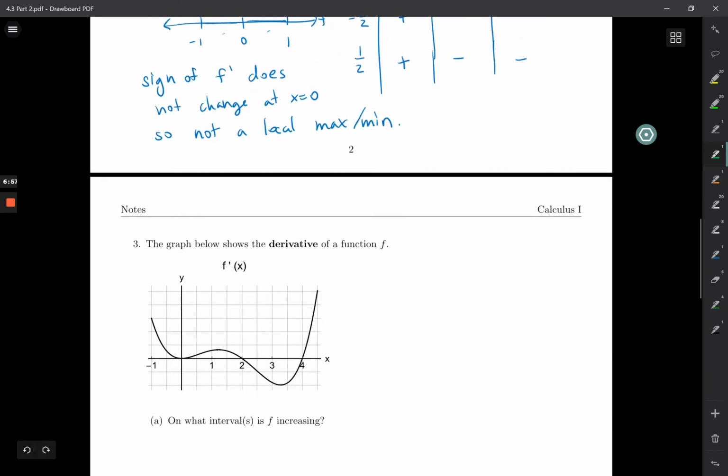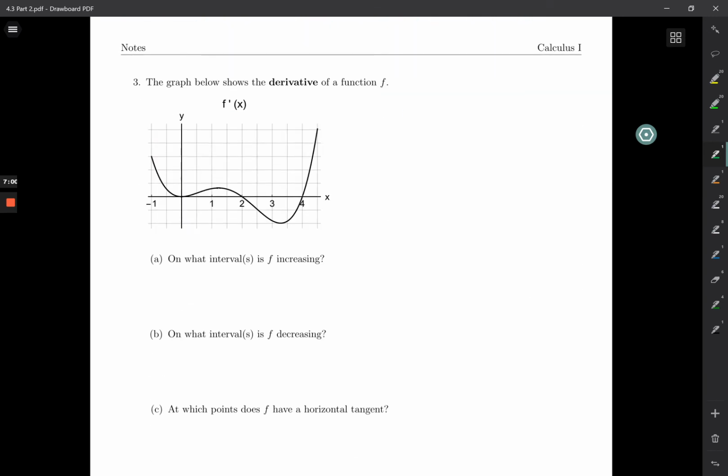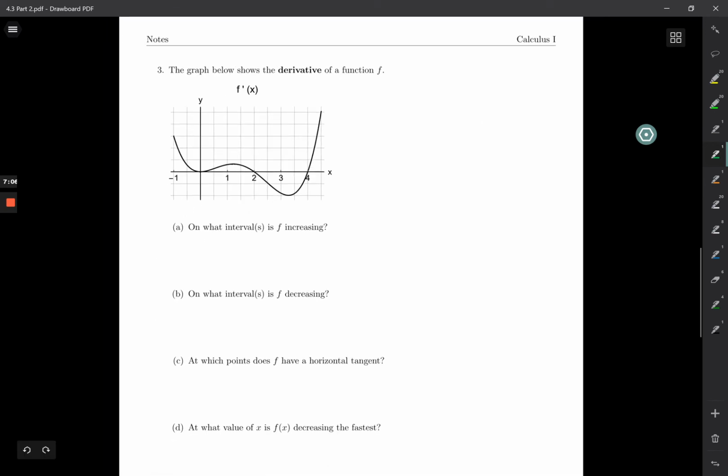Now, this is the problem that was on a worksheet a little while ago, so I just wanted to go over it now. Notice that here we're given the graph of the derivative. When we're thinking about how to analyze and answer questions about this, we have to be really careful. We're dealing with the graph of the derivative, not the graph of the function. For instance, the first question is, on what intervals is f increasing?